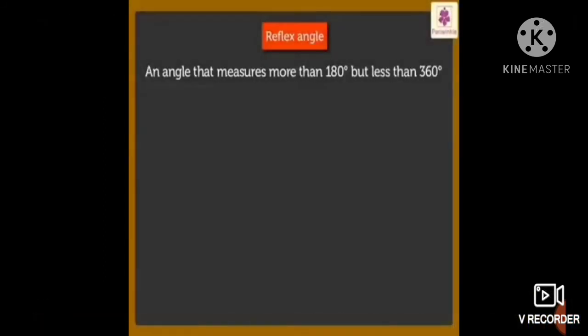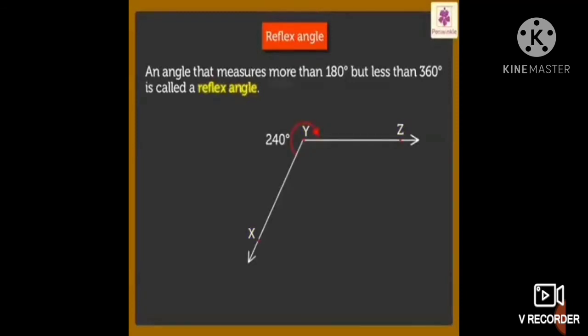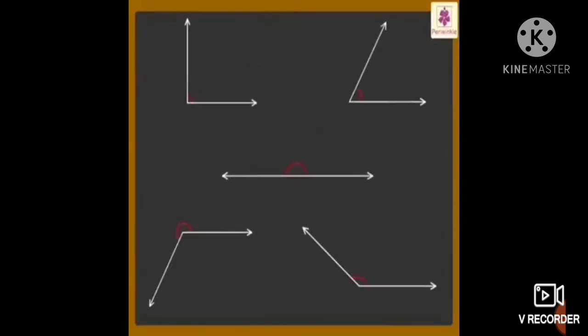The next one is reflex angle. What is this reflex angle? The angle that measures more than 180 degrees but less than 360 degrees is called a reflex angle. Example here, angle 240 degrees. This angle of 240 degrees is a reflex angle here. Angle XYZ is a reflex angle.